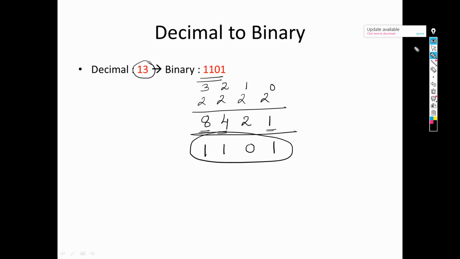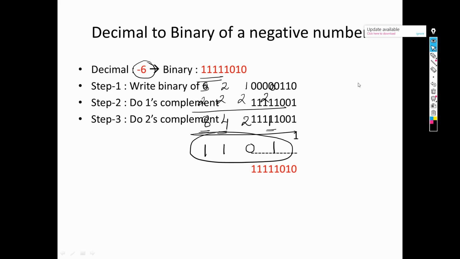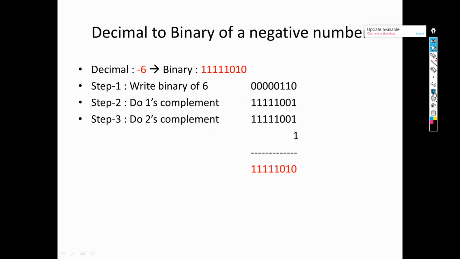Now the next part is converting decimal to binary for a negative number. This is very important because in some cases we might be working with negative numbers. Here we have minus 6. How can I represent minus 6 in binary form?